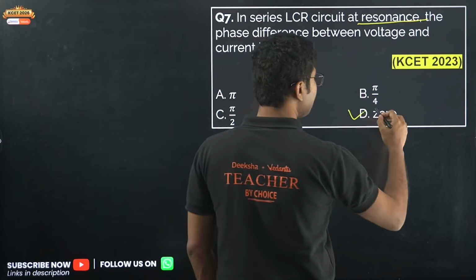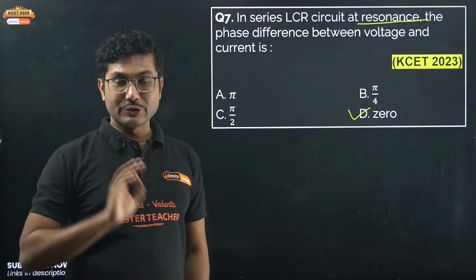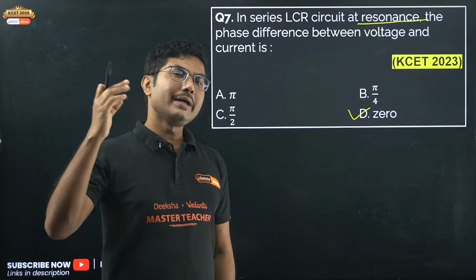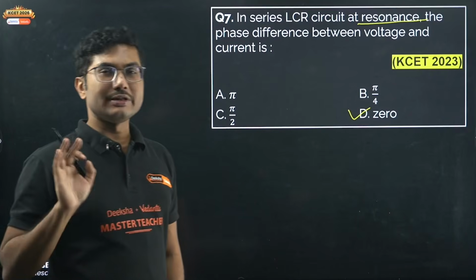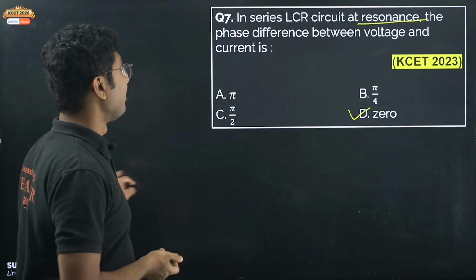At resonance XL is equal to XC. That means the current due to the inductor and the current due to the capacitor cancel each other. That's why current and voltage are always in phase, and the power consumption is also the maximum.